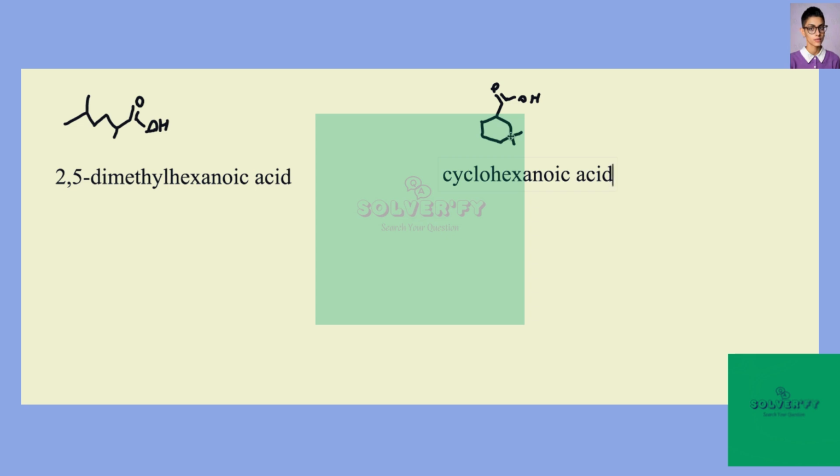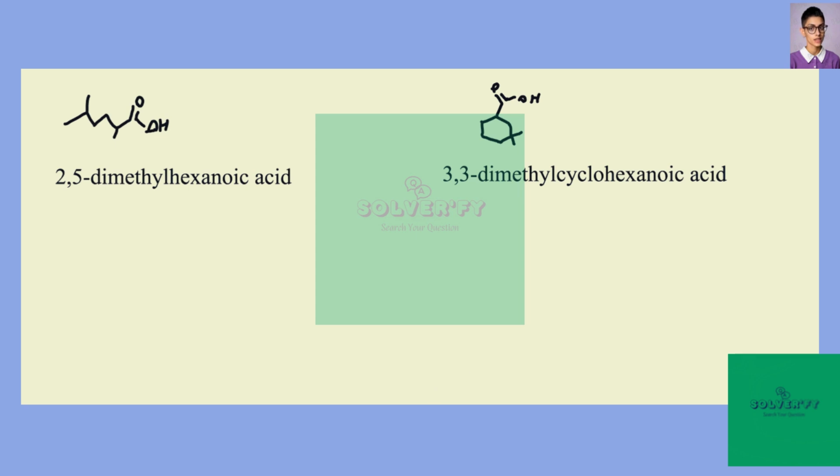So on carbon 3, we have 2 methyl groups. So we have 3,3-dimethylcyclohexanoic acid.